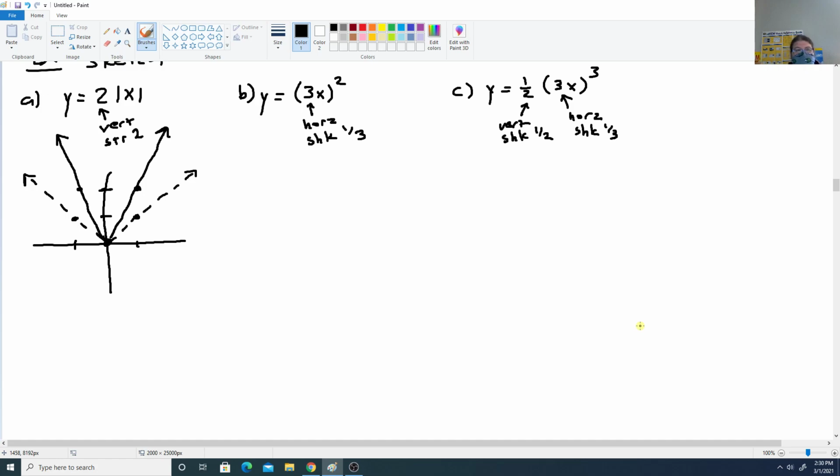So on this next one here, let's see here. We start out with x squared. So x squared is our basic function here.